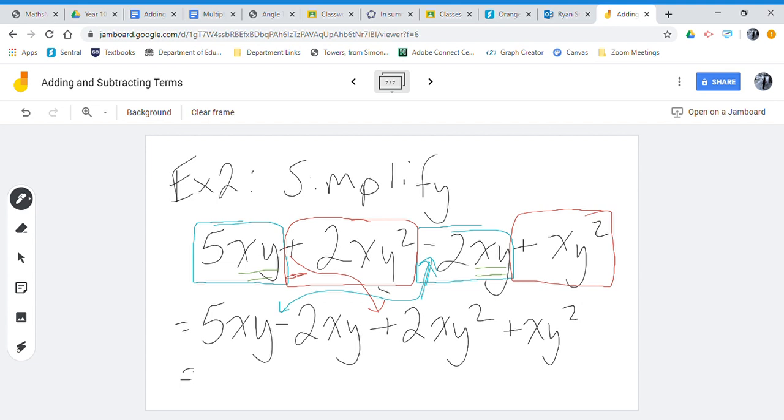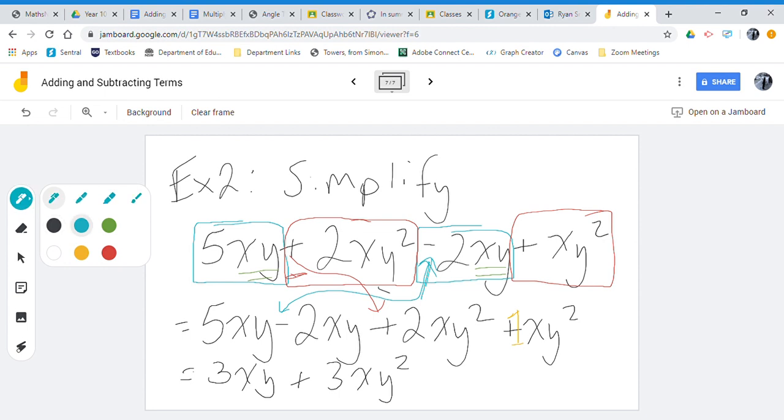So what's 5 minus 2? 3. Now I write my pronumerals, x, y. And don't forget that even though it's not written, there is a 1 in front of my xy squared. We don't write our 1s in algebra. So what's 2 plus 1? It's positive 3xy squared. Can I simplify any further? No, I cannot, because they are not like terms. The xy and xy squared are not the exact same. So that is as simplified as it can get.